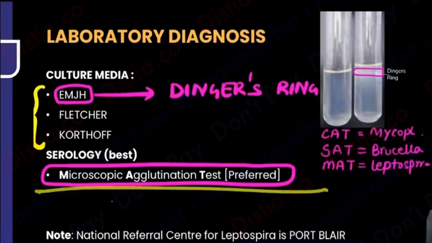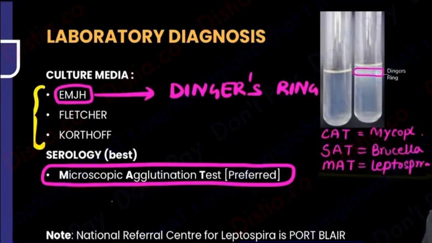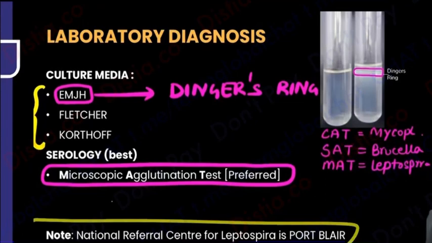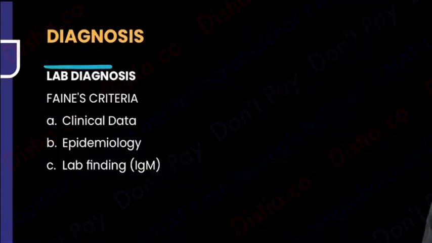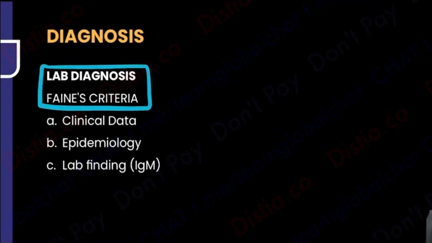So microscopic agglutination test for Leptospira. Just for your knowledge, you should know that Port Blair has the National Reference Center for Leptospira. So that is also done. Also, one more thing in epidemiology will really be helpful to you guys. For the lab diagnosis, we also have something called the Fainea criteria.